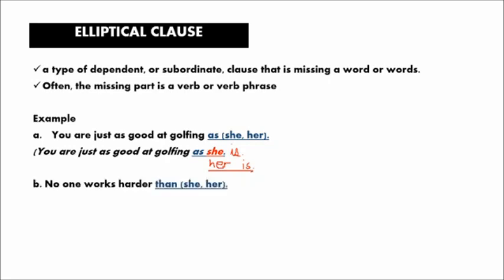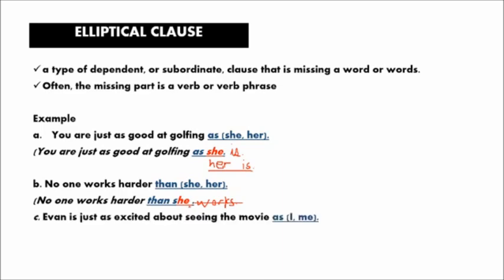The same example would be, no one works harder than. So choose between she and her. The correct answer is, no one works harder than she, because supposedly we have here the verb works, but it is missing because it is understood in the sentence. So it should be written as, no one works harder than she works, but works is deleted from the sentence because it is understood based on context. That makes "than she" an elliptical clause.